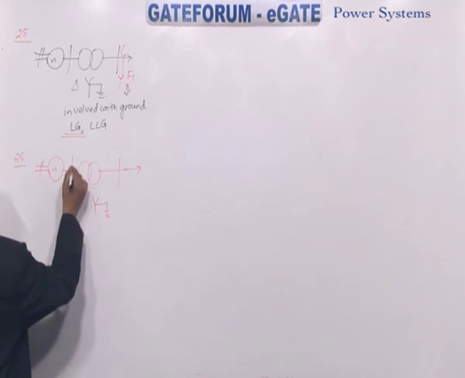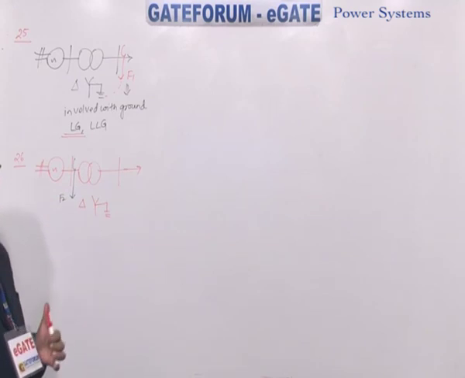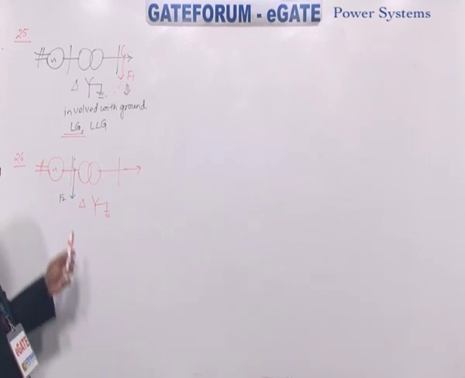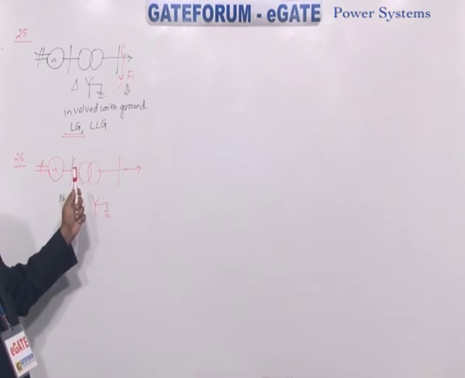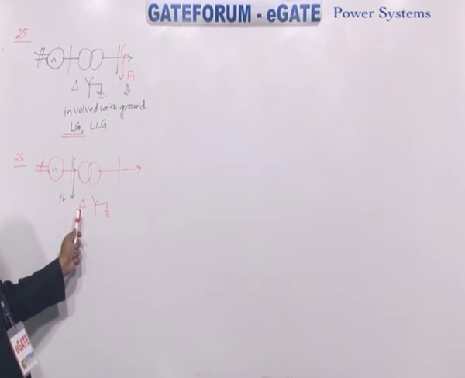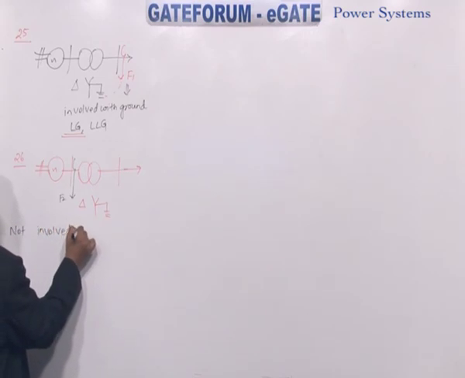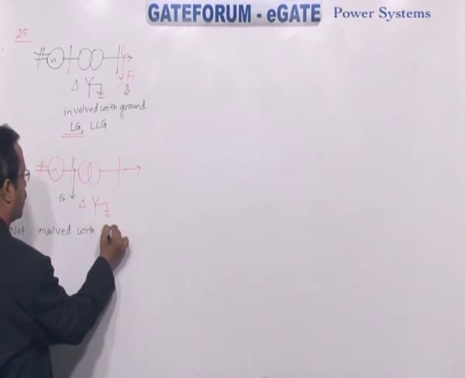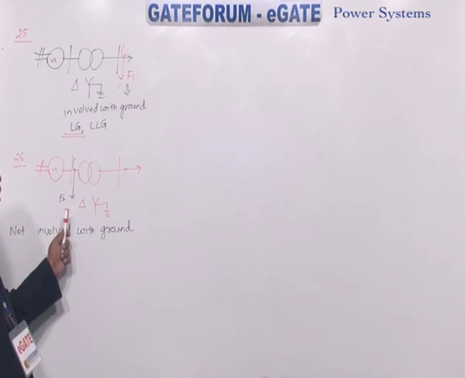Now say a fault F2 has occurred here. Where has the fault F2 occurred? On the alternator side of this step-up transformer. And how is the primary of the step-up transformer connected? Connected in delta. Delta means no ground. So this fault F2 is not involved with ground.